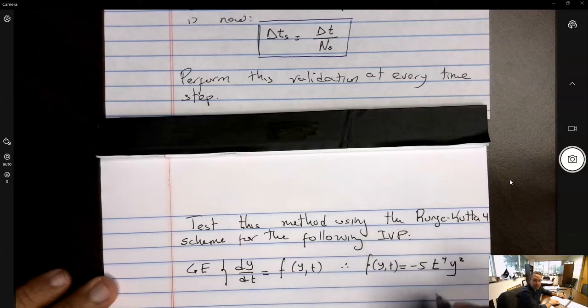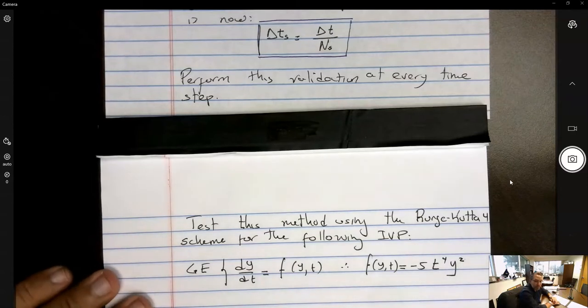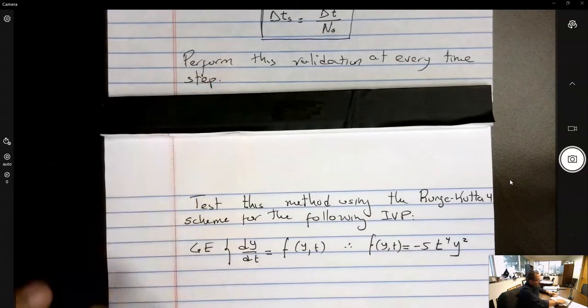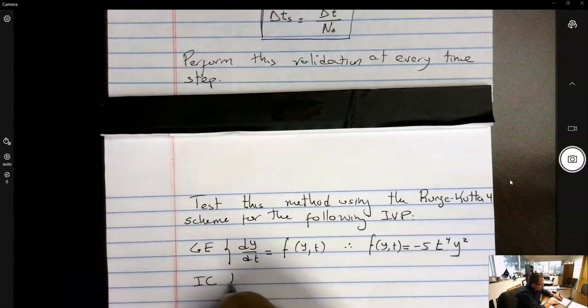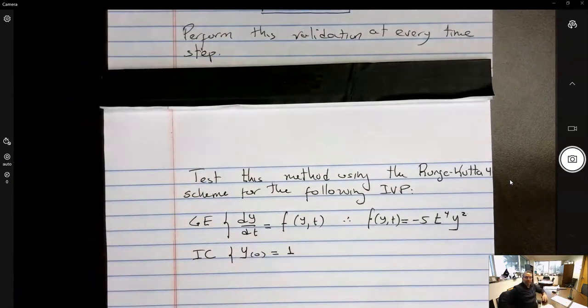So as you can see, this equation is nonlinear because you have the y to the power of 2. That makes it nonlinear automatically. And with an initial condition, y(0) is equal to 1. So at time equals 0, the solution is equal to 1.